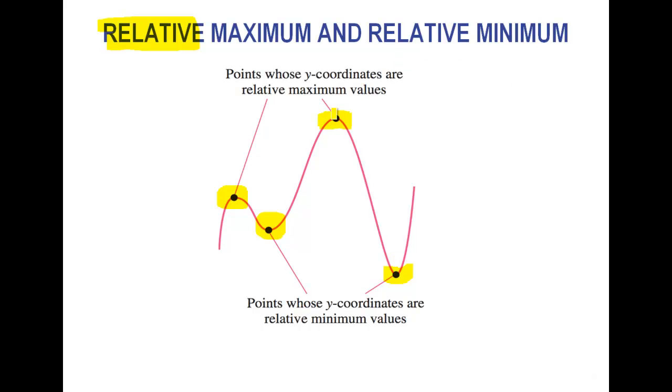But any global is also relative, right? This is still the maximum of its little neighborhood. This is still the minimum of its little neighborhood. It just happens to be the ultimate smallest one, right, and the ultimate biggest one.